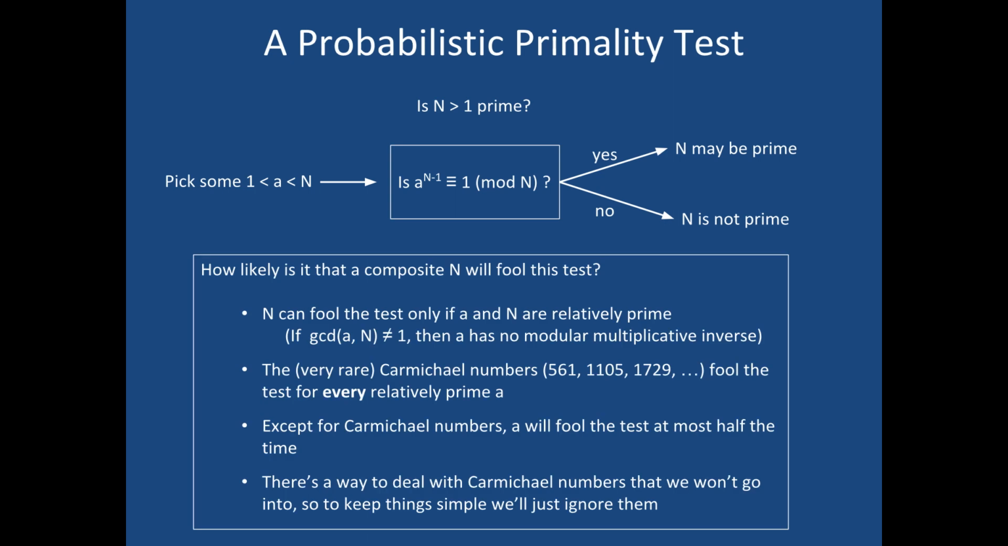Okay, so let me just go through this and then we'll take a break. This is what we've been talking about: how likely is it that a composite N will fool the test? First of all, we only have to worry in cases where A and N are relatively prime.